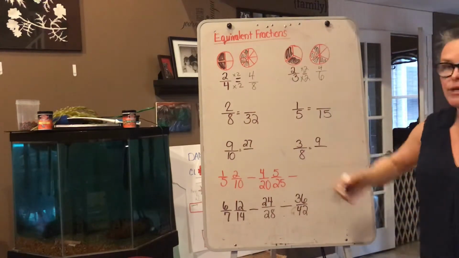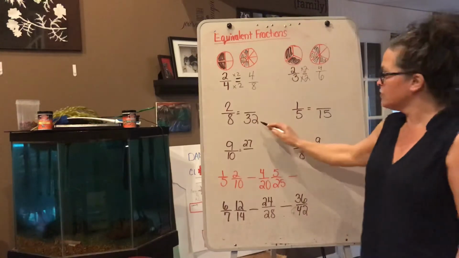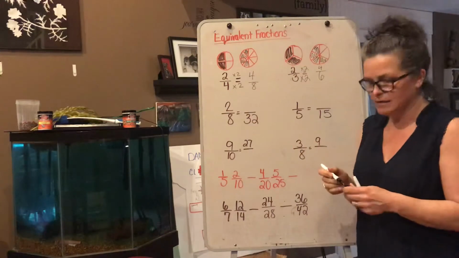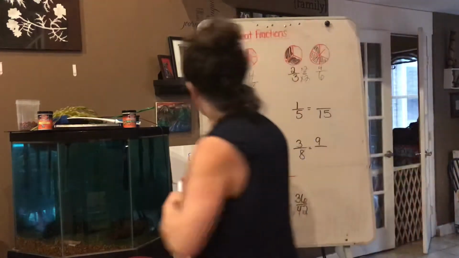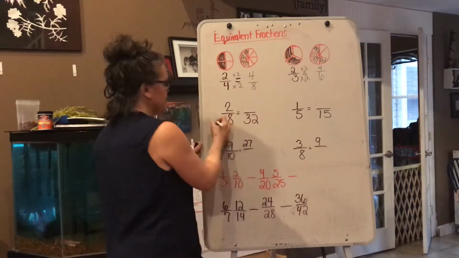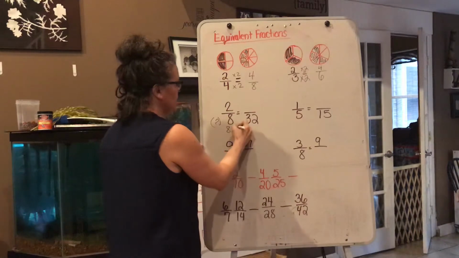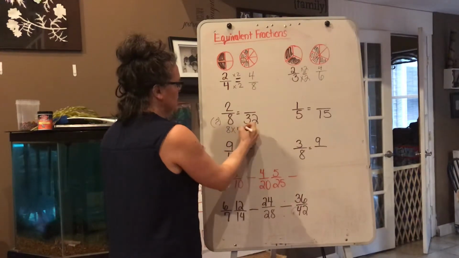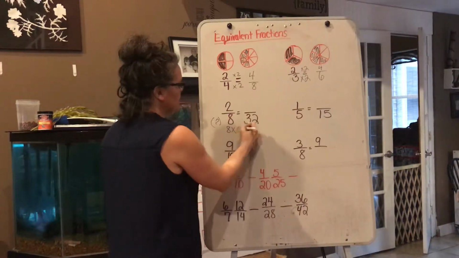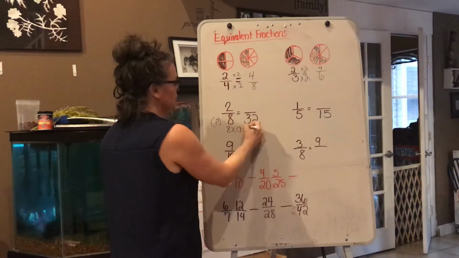Then we get to the next one, a little bit more challenging. We're not going to draw a circle with 32 equal parts. That would take us way too long. So we're not going to do that. So we're going to say to ourselves, how do I get 8 times what? Let's do a variable. 8 times a equals 32.